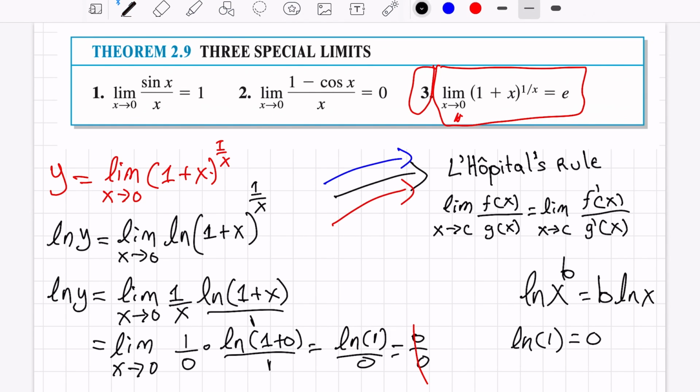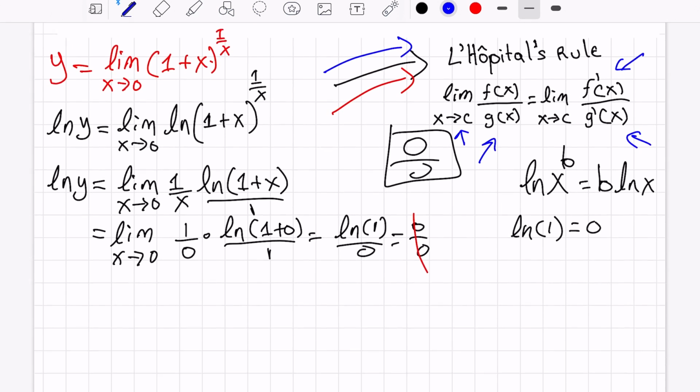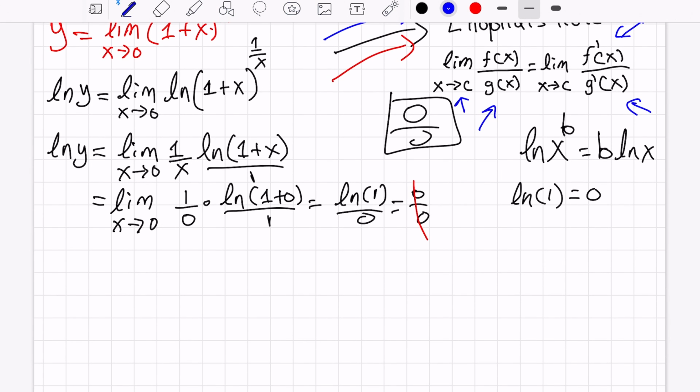Every time we get 0 over 0, we can use L'Hopital's rule, and basically what it says is that the limit of f of x over g of x as x approaches a constant c is the same as taking the derivative of both and then substituting the constant. So we're going to apply that technique, L'Hopital's rule.